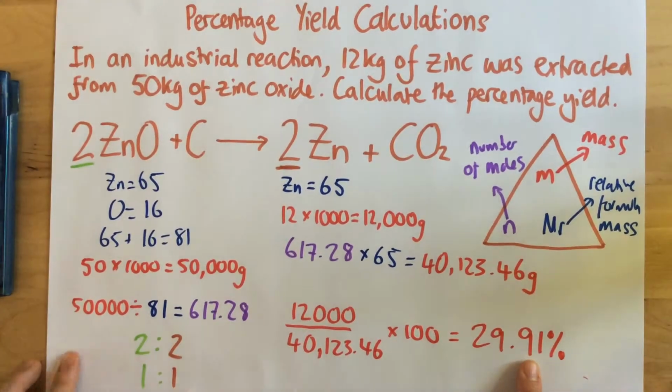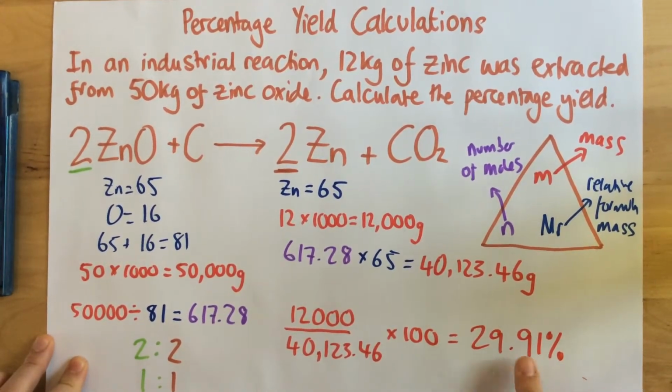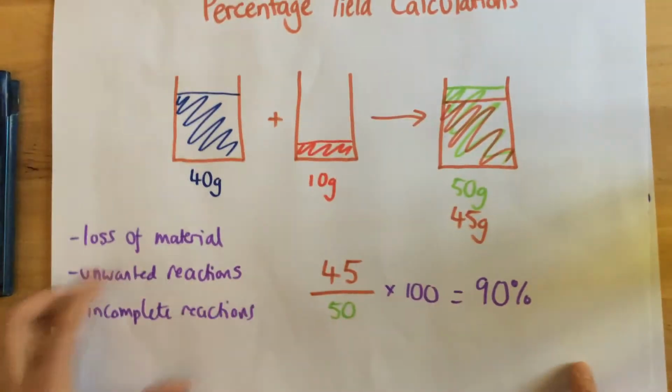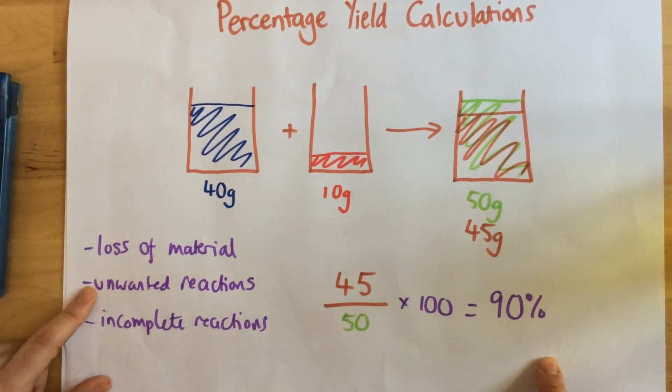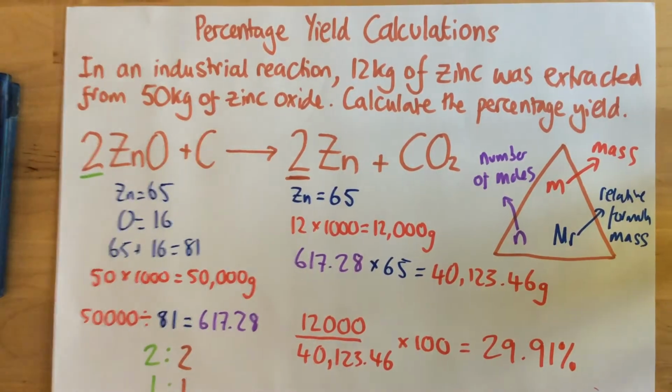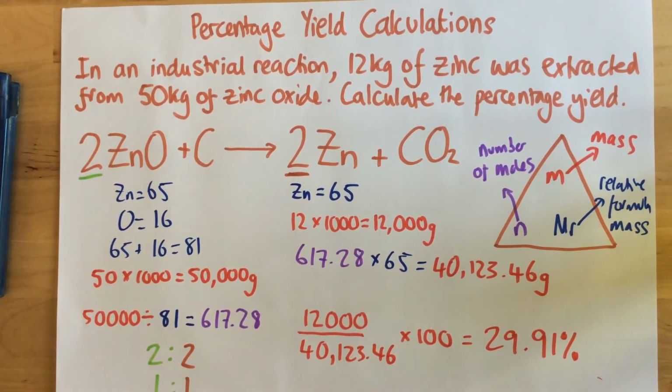This isn't very good. This is very low, which means it's quite wasteful. This is going to cost me a lot of money because some of these things must have happened. I must have lost some material on the way, or there's been unwanted reactions, or there's been incomplete reactions, or all three. So that is how we complete percentage yield calculations.